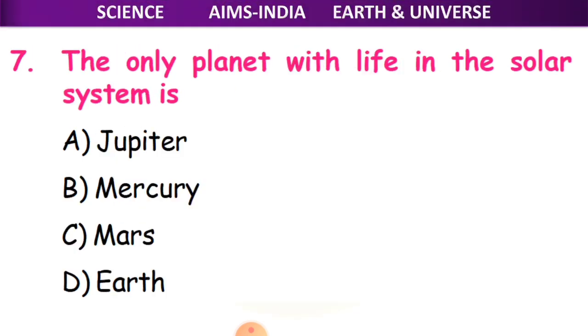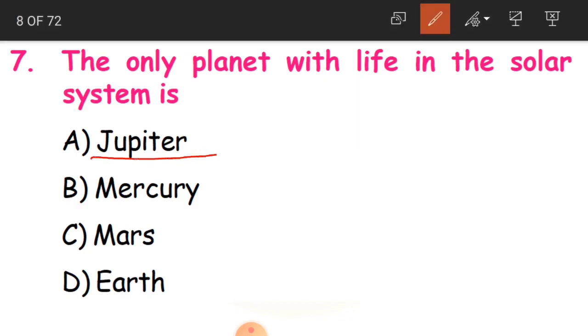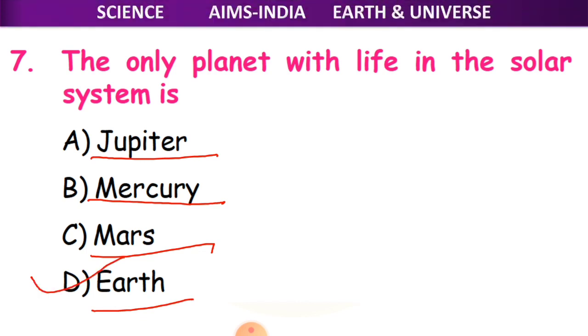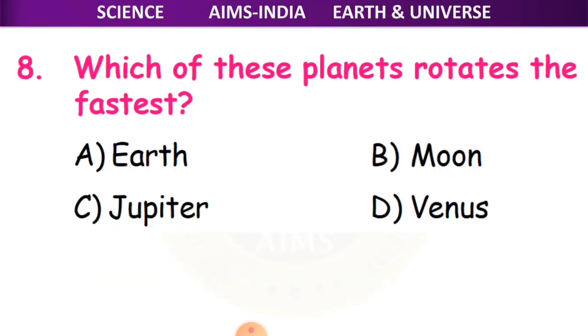Now the seventh one, the only planet with life in the solar system is. Life is known to exist on only one planet, children. What is that planet? We have to identify either Jupiter, Mercury, Mars or Earth, and the answer is Earth, on which we are living. Clear, children?